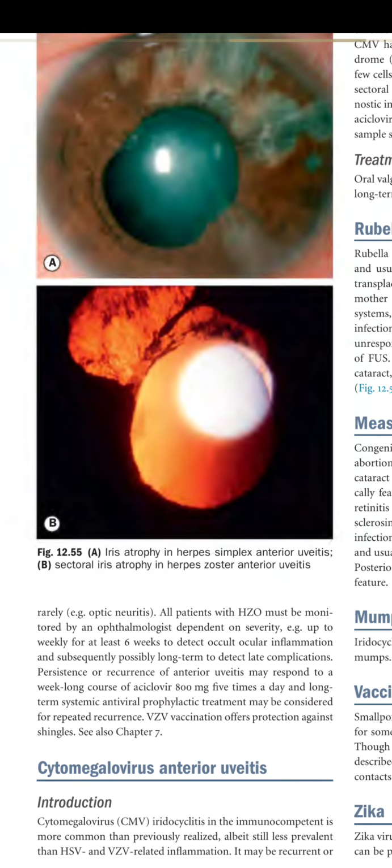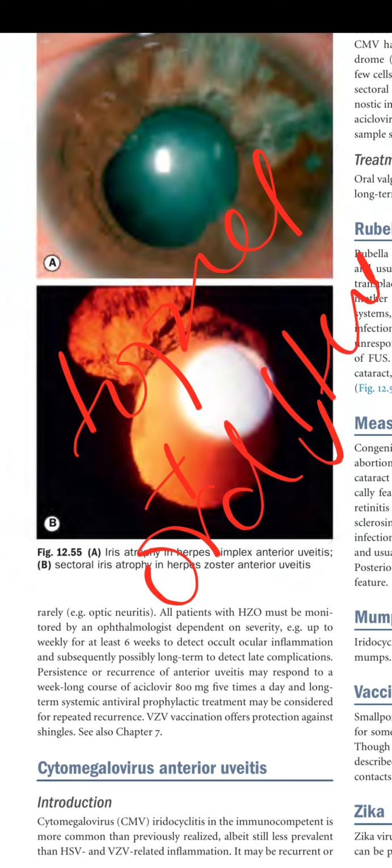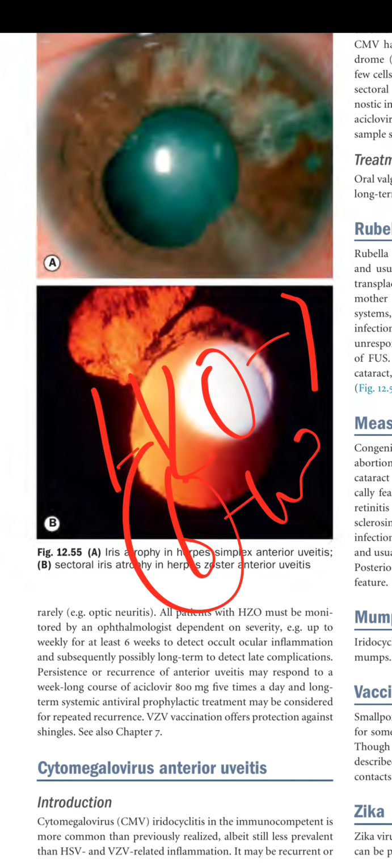For example, optic neuritis. All patients with HZO must be monitored by an ophthalmologist depending on the severity. So basically, the treatment is the same. You give topical steroid, you give oral acyclovir, and you give oral steroid only when there is an optic neuritis. Monitoring is, for example, up to weekly for at least 6 weeks to detect occult ocular inflammation, and subsequently possibly long term to detect late complications. So if a patient with HZO presents to you, you have to monitor them weekly for 6 weeks to detect any ocular inflammation, and then follow long term.